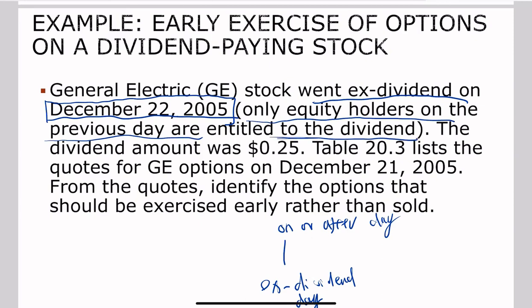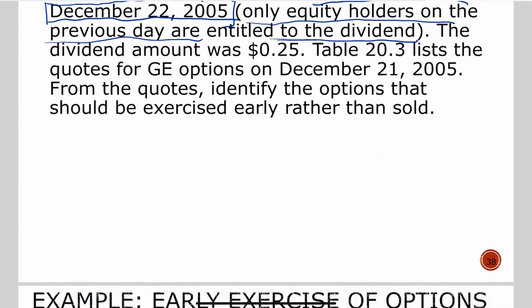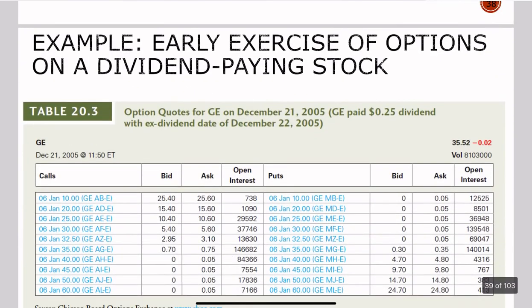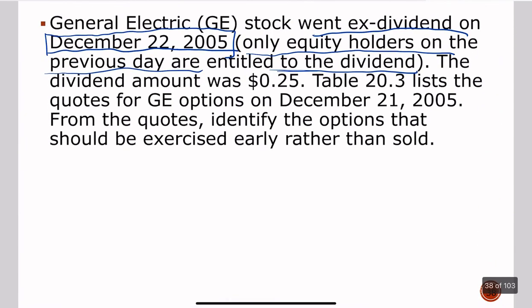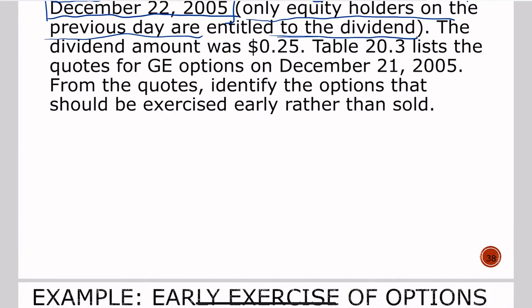Let's say the dividend amount is 0.25, and the following table lists the quote. So we're talking about this table here. It lists the quote for the options on December 21, 2005. From the quotes, identify the options that should be exercised early rather than sold.